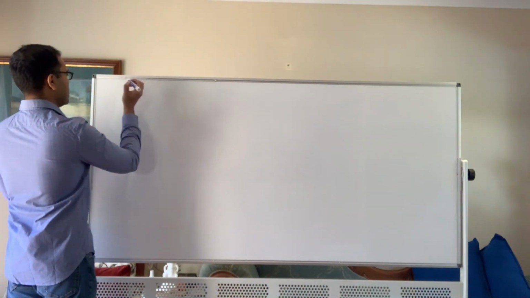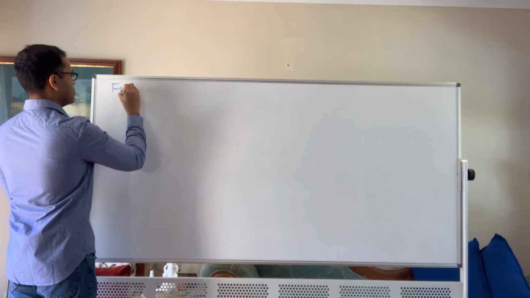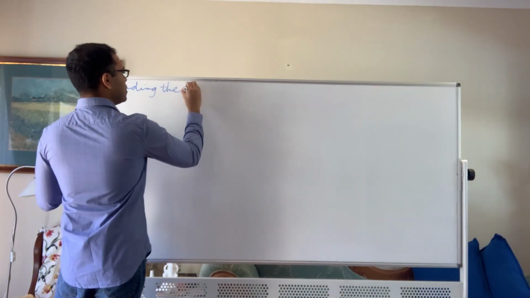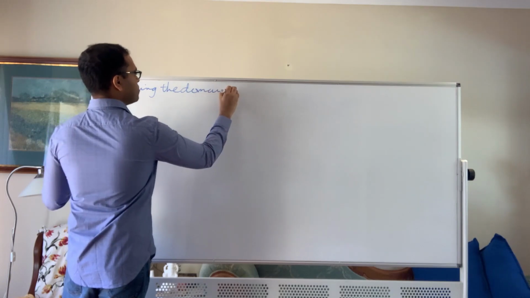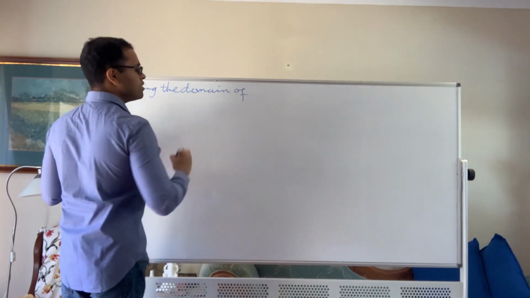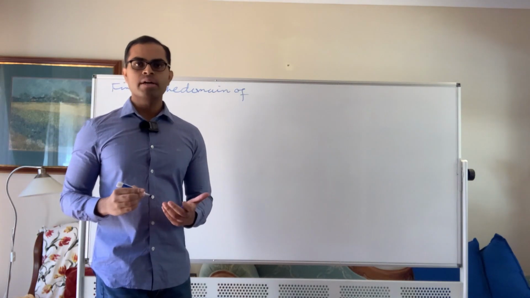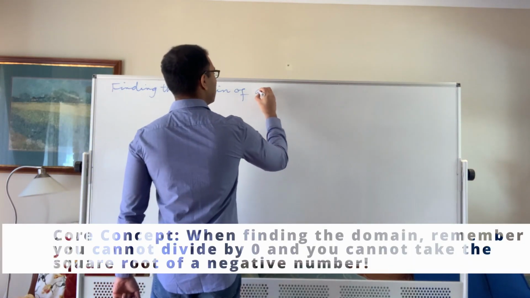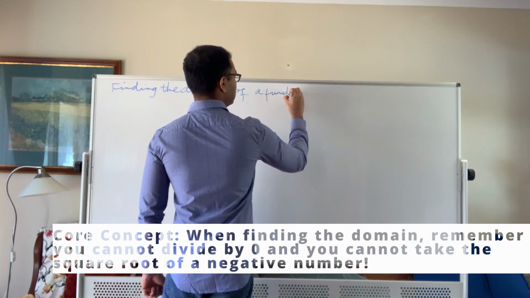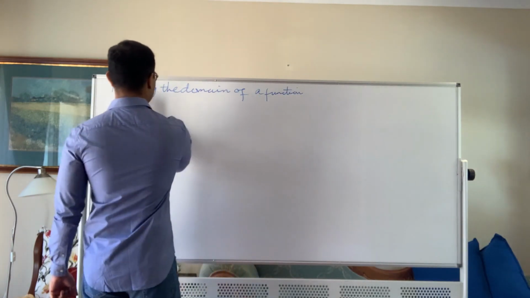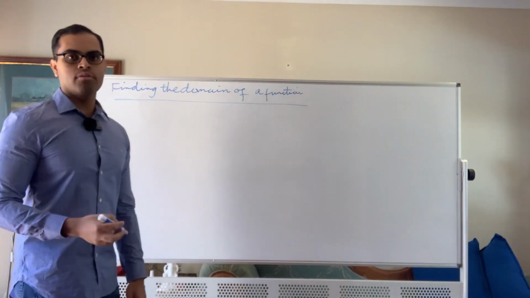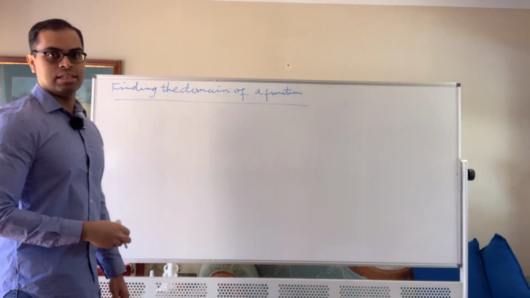So finding the domain of a function. So we're going to talk about finding domains. Now the main thing to keep in mind when finding the domain of a function is that you cannot take the square root of a negative number and you cannot divide by 0. Those are the main rules. Okay, so we need to keep those in mind, and we need to think about when we're dividing by something, we want to make sure that something is non-zero, and when we're taking the square root, we want to make sure that something is at least 0.